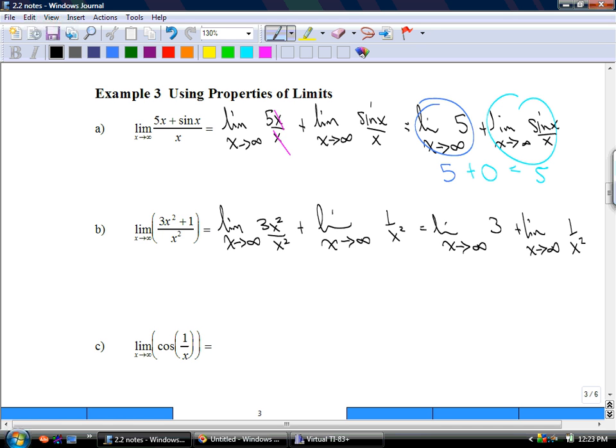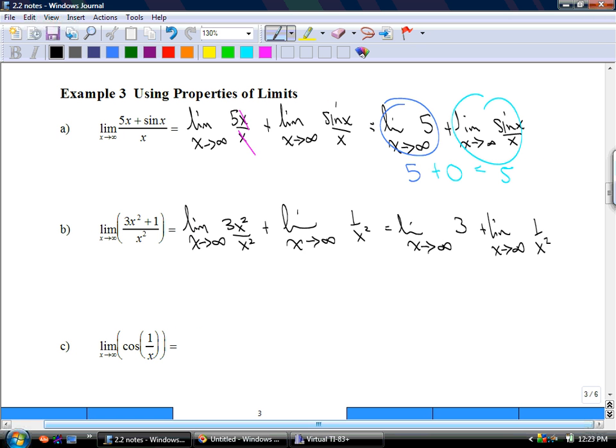So what did you get? 3. Yeah. The limit as x approaches infinity of 3 is 3. These are my favorite ones. You just write the number down.